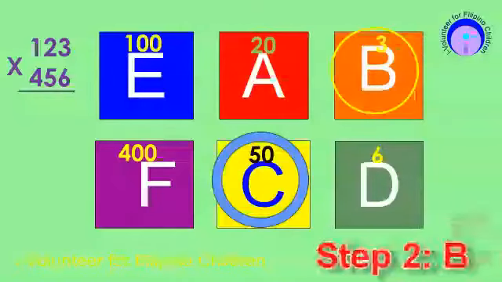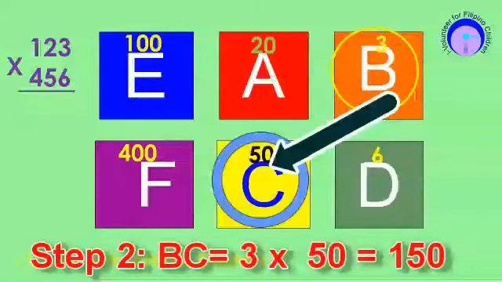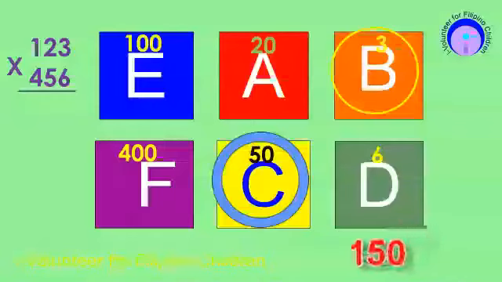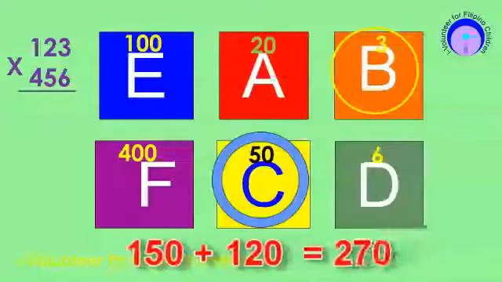Step 2. Multiply B and C. 3 times 50 is equal to 150. 150 is not the final answer. 150 will be added to 120 to become 270. Please remember the answer for any step because it is needed on the next step.